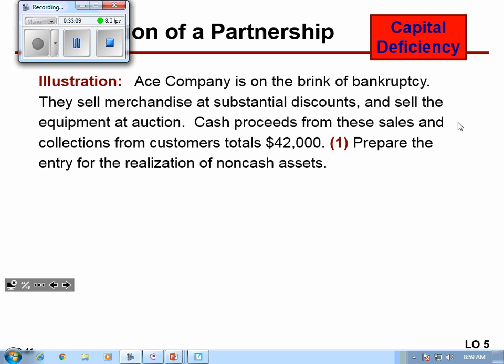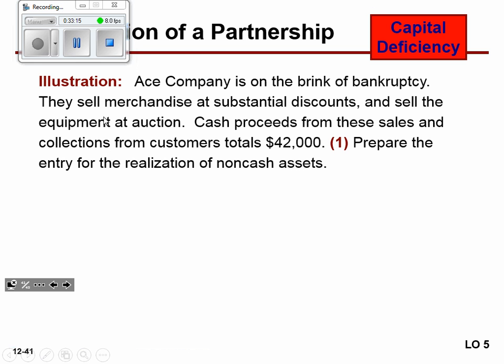In times of distress, you're going to do whatever you can to get some money, but you're going to give super discounts. You're going to get rid of your assets in whatever way you can. So it's still 42 grand cash.